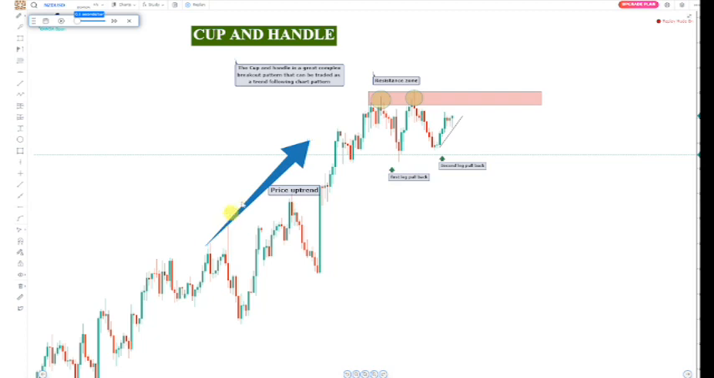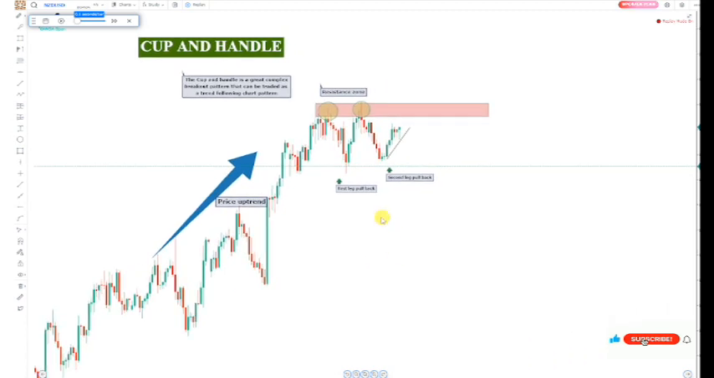You notice that the price was in an uptrend. During the uptrend, the market traded below the horizontal resistance. So this is the horizontal resistance. The market stops and starts trading below the horizontal. Remember, the price was in an uptrend, so this brought your attention, thinking that the price will do what? The price will reverse.